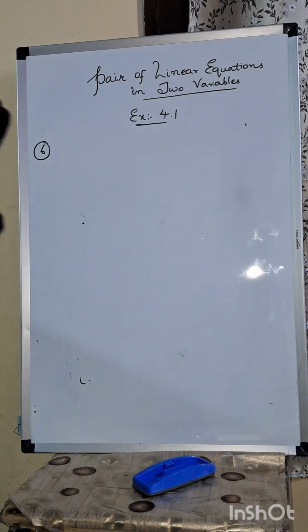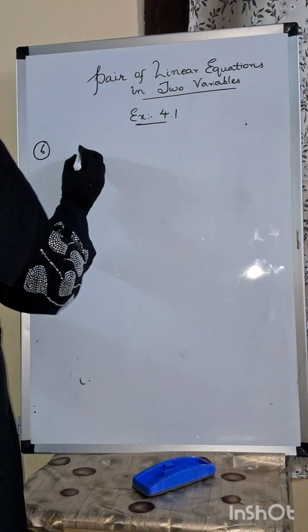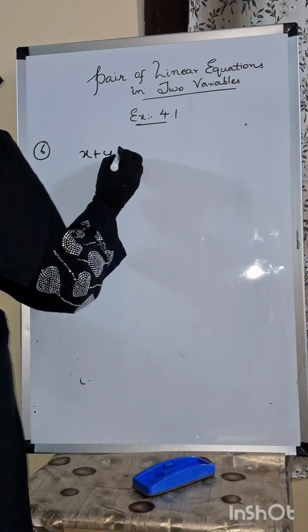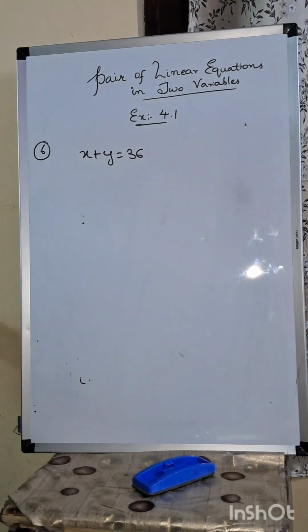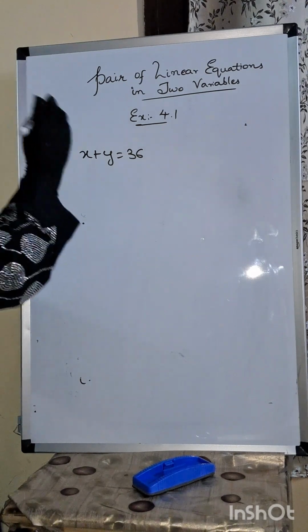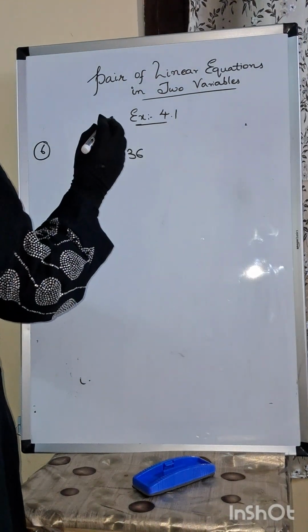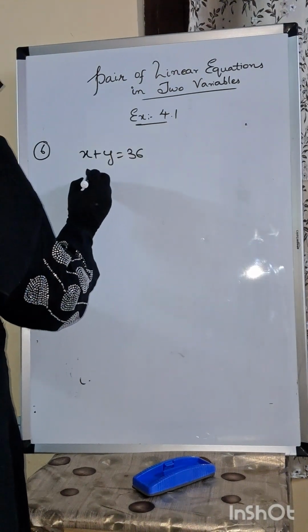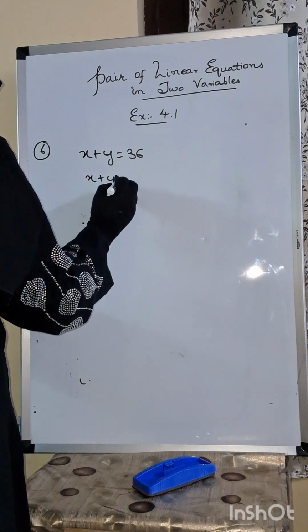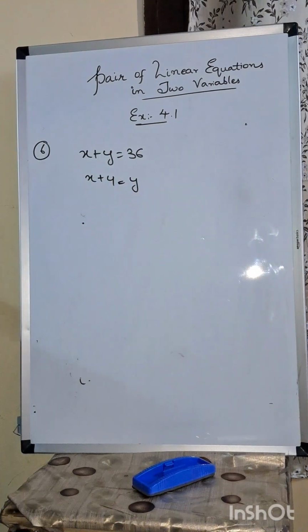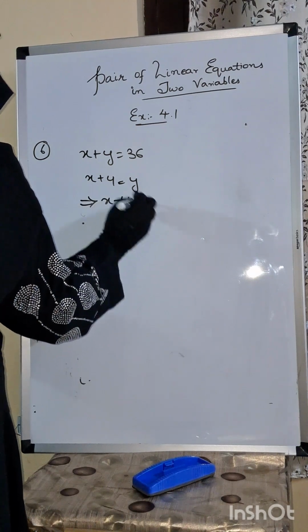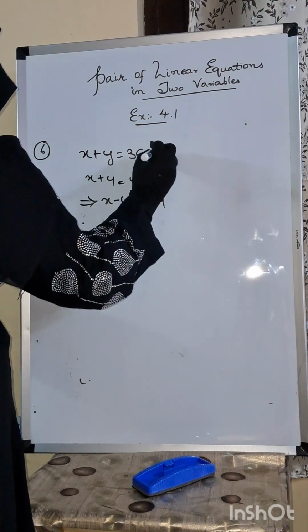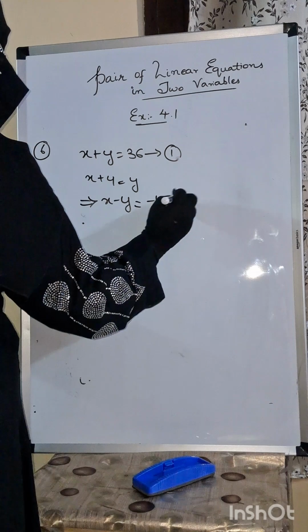First, let the breadth be x and length be y. It means that x plus y is equal to 36. Okay, and also we are having one more condition, that the length is equal to x plus 4. It means x plus 4 is equal to y, right? X plus 4 is equal to y, as we have already done in the question. So this will become x minus y is equal to minus 4, sending 4 to that side. We are having equation number 1 and equation number 2.